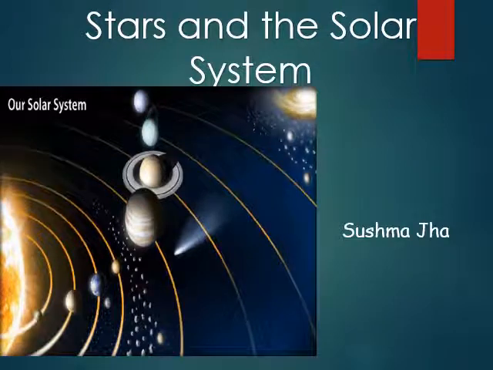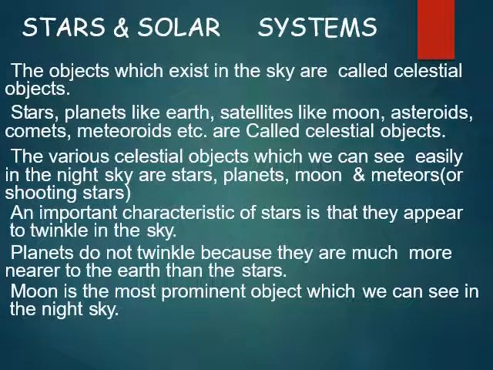Children, let us start a new chapter, Stars and the Solar System. The objects which exist in the sky are called celestial objects. Stars, planets like Earth, satellites like Moon, asteroids, comets, meteorites, etc. are called celestial objects. The various celestial objects which we can see easily in the night sky are stars, planets, moon and meteors or shooting stars.